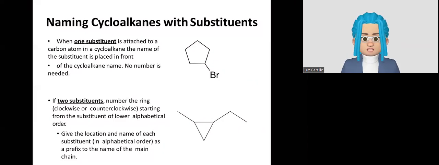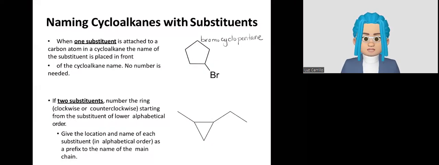So if we look at our first example, that cyclic alkane that looks like a pentagon is going to be cyclopentane. It has only 1 substituent, which is a Br. So we're going to put the name of that substituent, which is bromo. So the name of this molecule is bromocyclopentane.